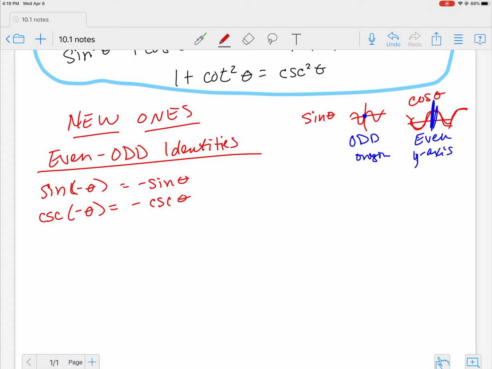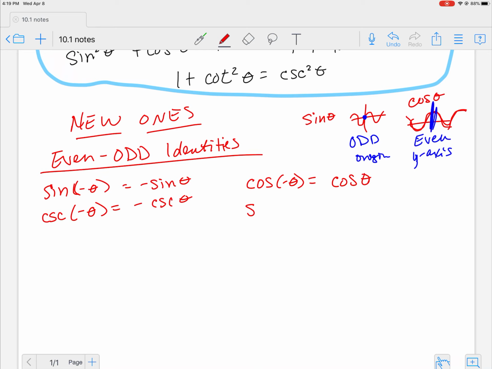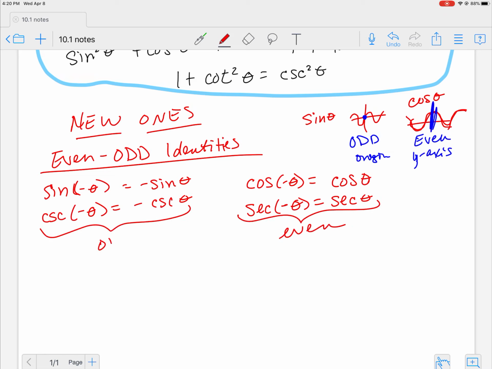If I input a negative angle measurement, then my output is also negative for sine. And we know sine and cosecant are best friends, so they behave the same. Oops, I almost put sine there. Power of suggestion. All right, the same thing is happening here if I'm talking about cosine. If I input a negative, then my output is positive because it's even. Same thing with secant, because it bounces off of it, right? Because those are even. These are odd.